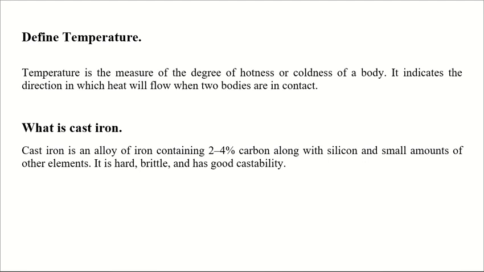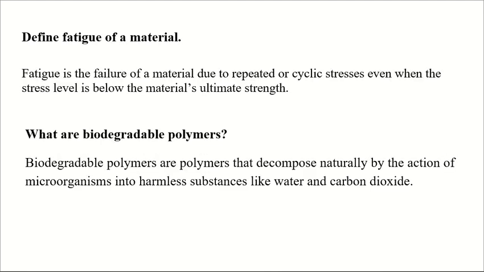What is cast iron? Cast iron is an alloy of iron containing 2 to 4% carbon along with silicon and small amount of other elements. Define fatigue of a material. Fatigue is the failure of a material due to repeated or cyclic stresses even when the stress level is below the material's ultimate strength.